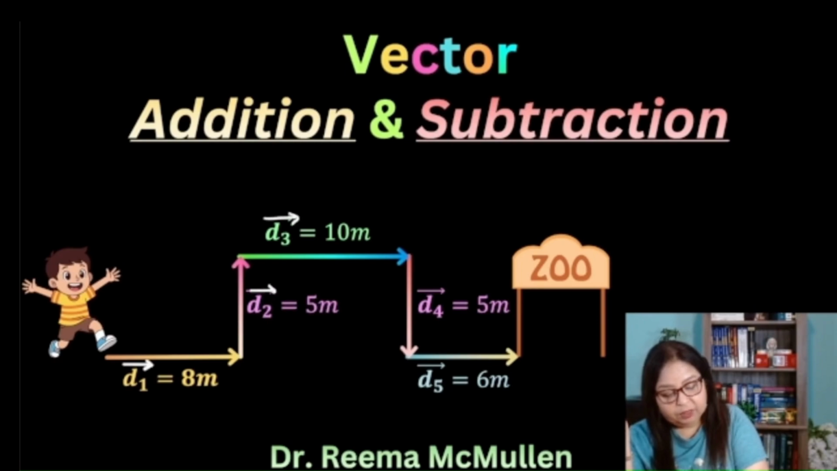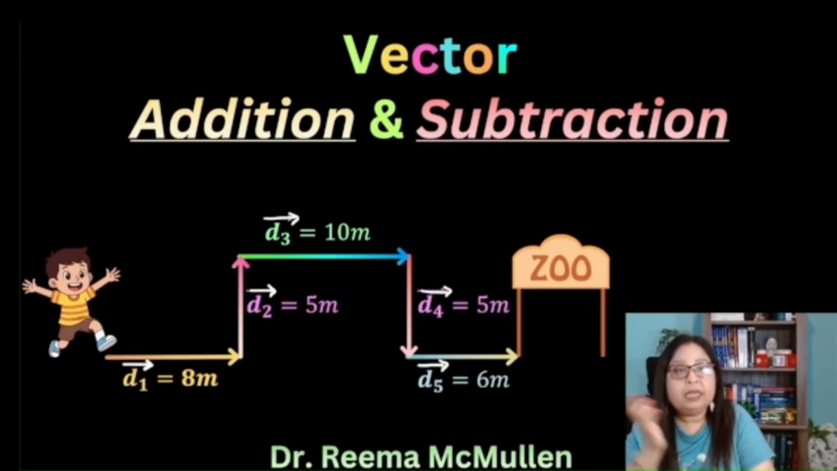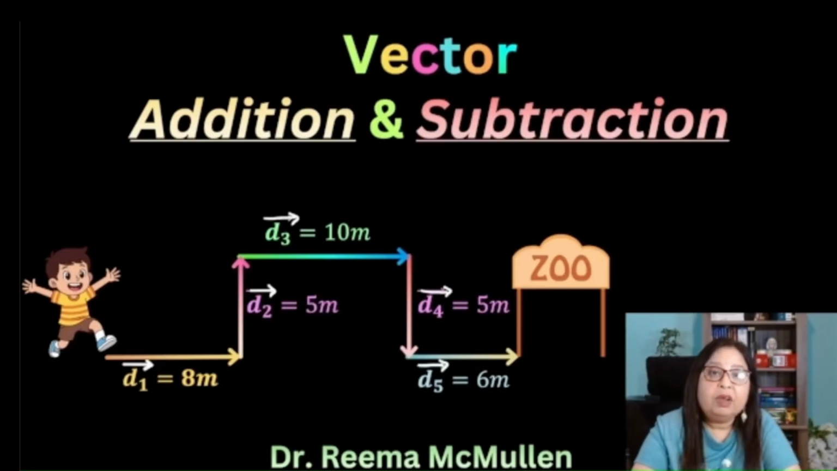Now you may have noticed these straight line arrows on top of these D's. What do these arrows mean? I bet you know what they mean. They mean that these D's are vector quantities. And vector quantities, like we have discussed before, are physical quantities that have both magnitude and direction, unlike scalar quantities that have only magnitude and no direction.